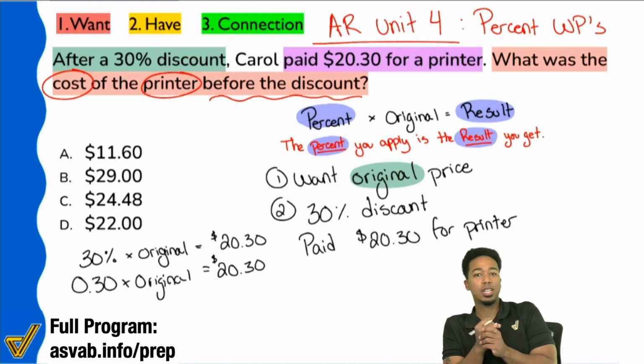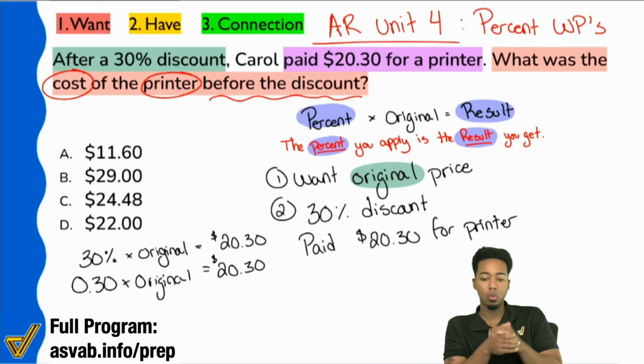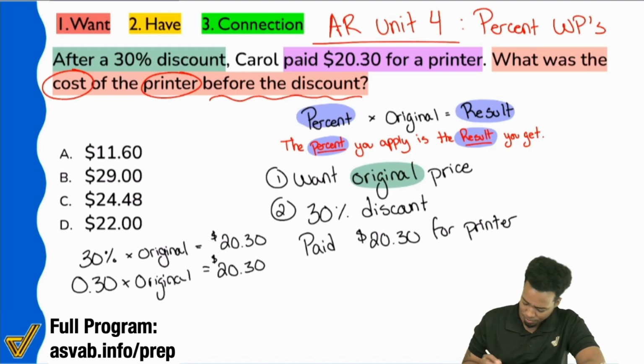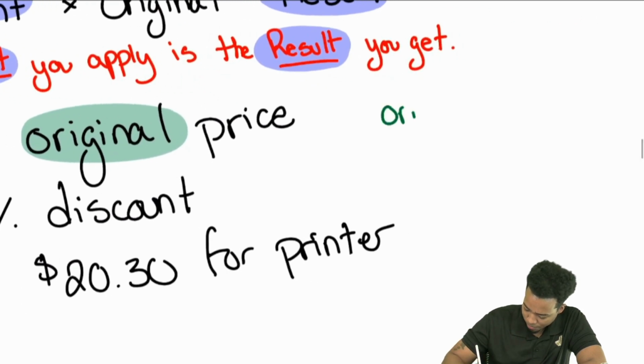So let me explain another little bit about percents. Everybody, quick question. The original amount, the whole thing, what percentage is that? Thank you. 100%. Okay, and let me just write that down. The original price, original equals 100%, in terms of the percent.